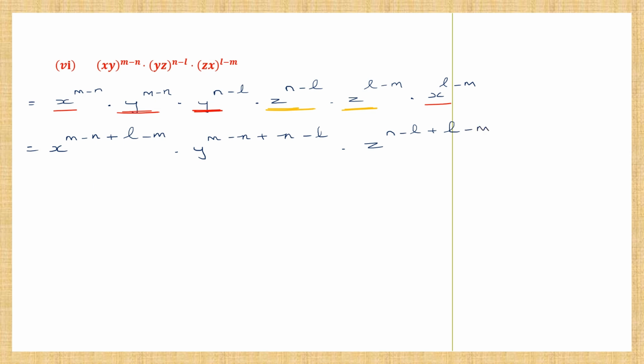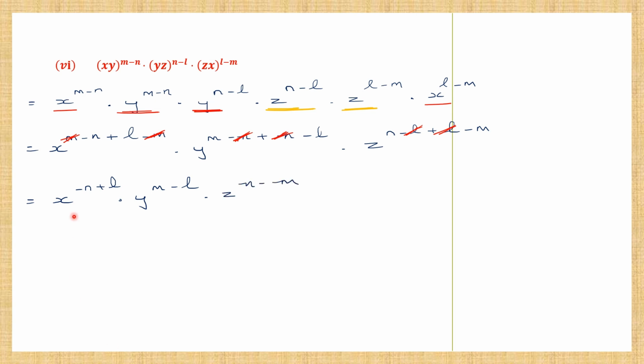So now we can cancel. We have m and minus m, so these two get cancelled. Let's go to the y. For y we have minus n and plus n, that will get cancelled. Let's go to the z. Minus l and plus l get cancelled. So now what do we have? We have x to the power of minus n plus l, then into y to the power of m minus l into z to the power of n minus m.